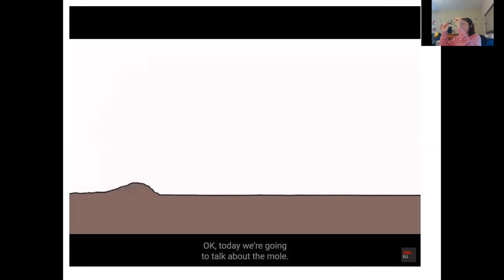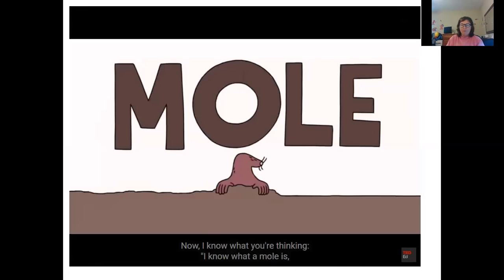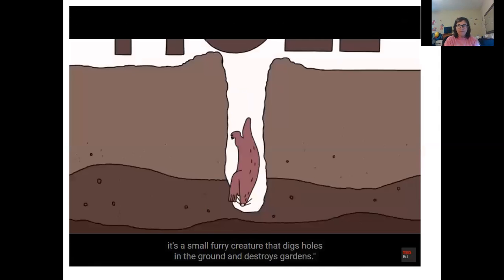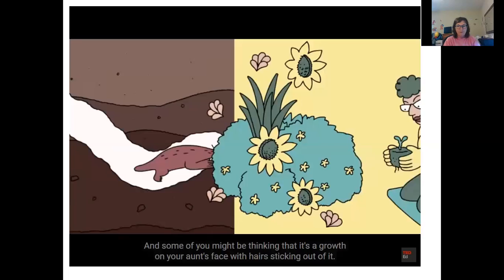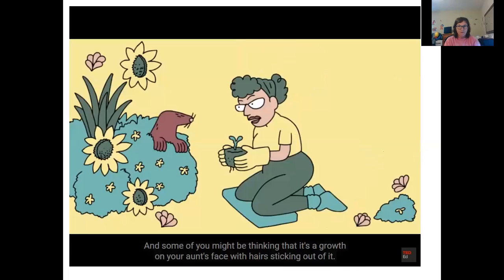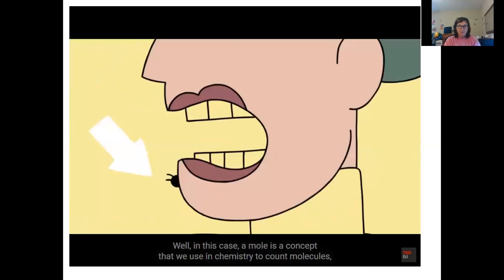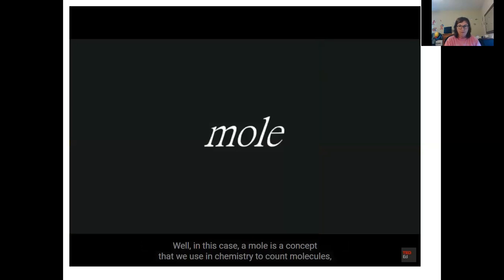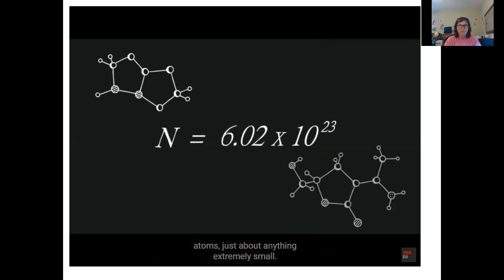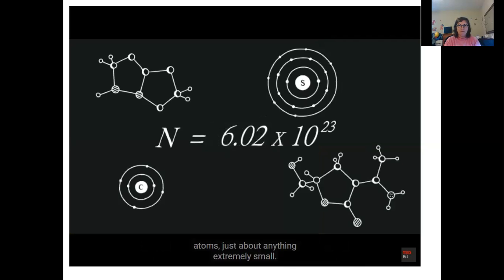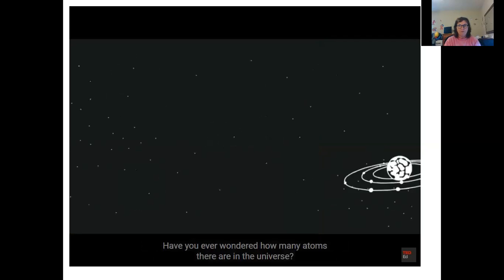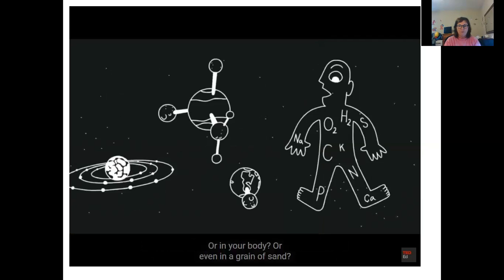Okay, today we're going to talk about the mole. Now I know what you're thinking. I know what a mole is. It's a small furry creature that digs holes in the ground and destroys gardens. And some of you might be thinking that it's a growth on your aunt's face with hair sticking out of it. Well, in this case, a mole is a concept that we use in chemistry to count molecules, atoms, just about anything extremely small. Have you ever wondered how many atoms there are in the universe or in your body, or even in a grain of sand?